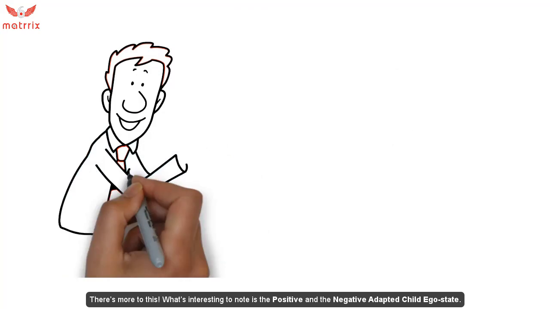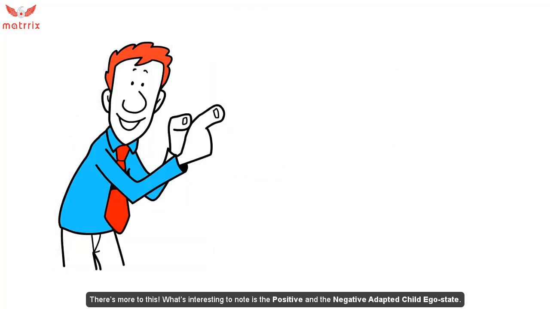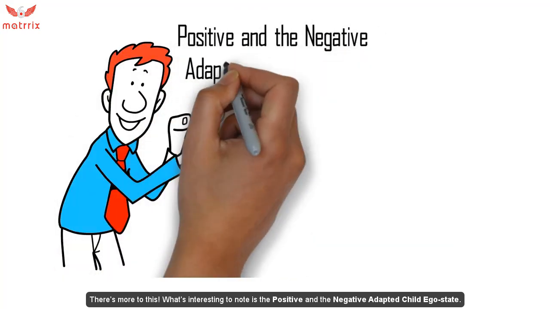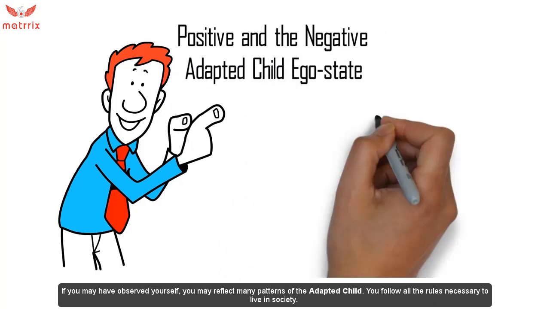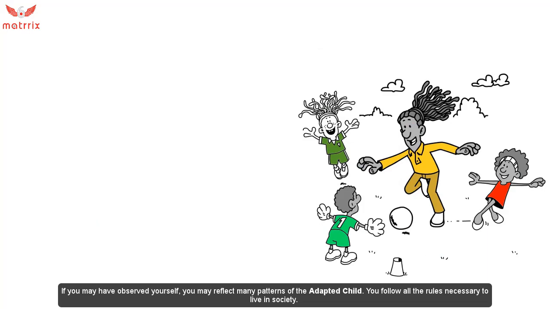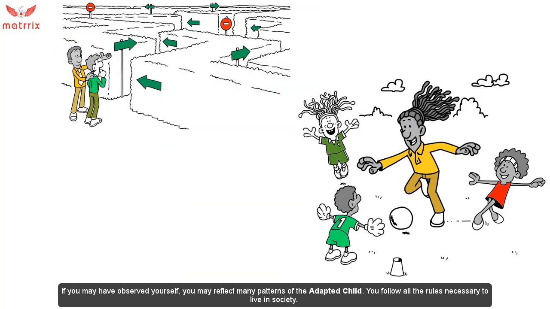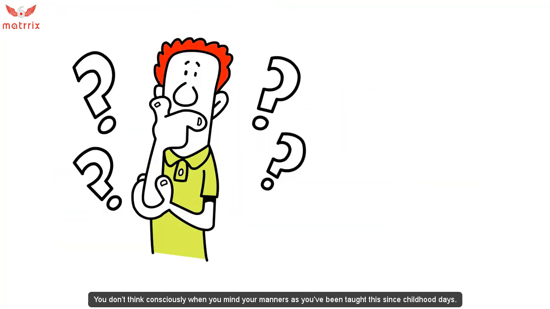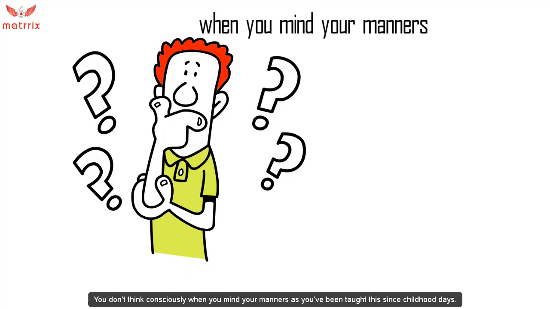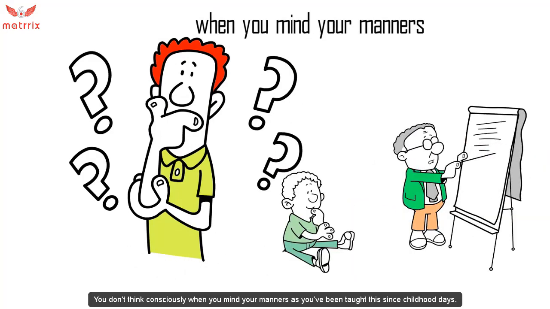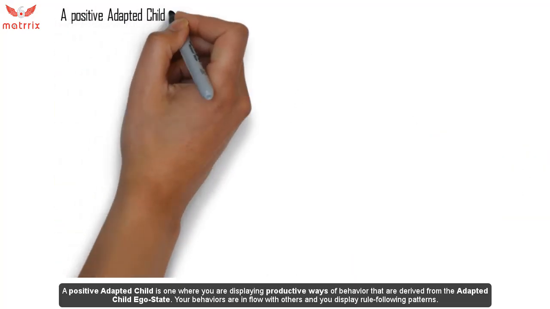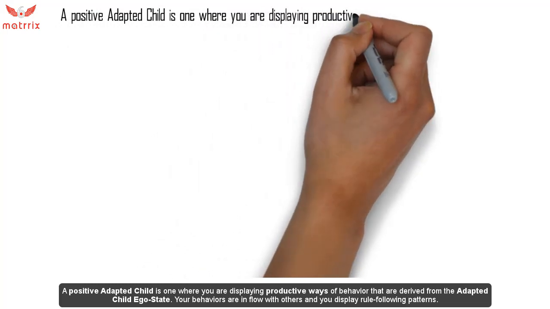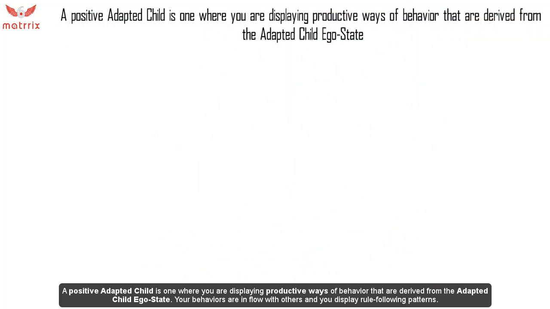There's more to this. What's interesting to note is the positive and the negative adapted child ego state. If you may have observed yourself, you may reflect many patterns of the adapted child. You follow all the rules necessary to live in society. You don't think consciously when you mind your manners, as you've been taught this since childhood days. A positive adapted child is one where you are displaying productive ways of behavior that are derived from the adapted child ego state.